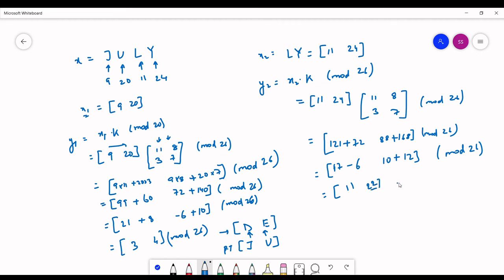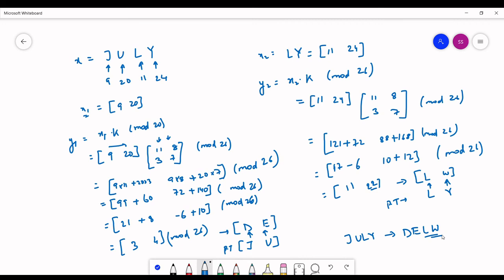Okay, so I got my ciphertext as 11 is L and 22 is W. So I will get L and W. My plain text here was L and Y. So L encrypted to L itself and Y encrypted to W. So this July completely encrypted to DELW. So this was the encryption.